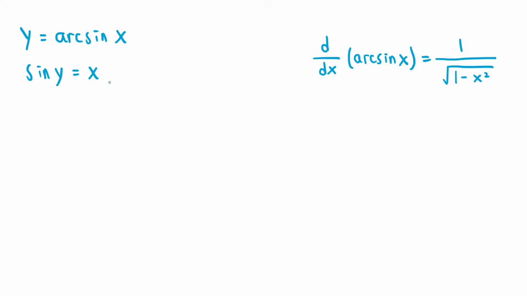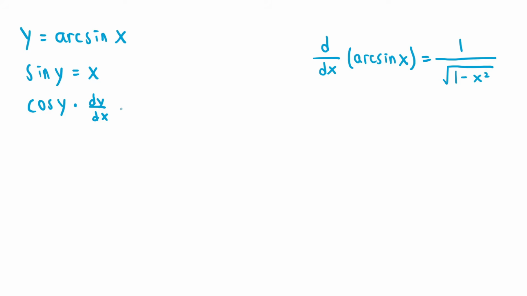If we apply implicit differentiation and differentiate both sides in respect to x, we get cosine of y times dy by dx on the left-hand side by the chain rule. The derivative of sine of y in respect to y is cosine of y. And we also have to multiply this by the derivative of y in respect to x, which was what we were trying to take the derivative in respect to for the entire sine of y expression. Therefore, the derivative of sine of y in respect to x is just cosine of y times dy by dx.